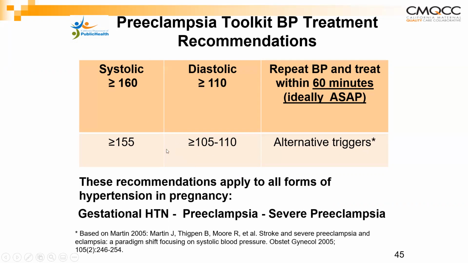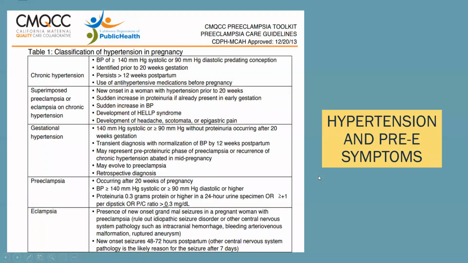These are alternative triggers. So sometimes you'll see those ranges a little bit lower. Any diastolic blood pressure over 110, again, needs to be repeated in about 10 to 15 minutes and then treated if it stays over that. And we know by actually diagnosing and treating these things early, we have better outcomes. That's part of what they found in their research.